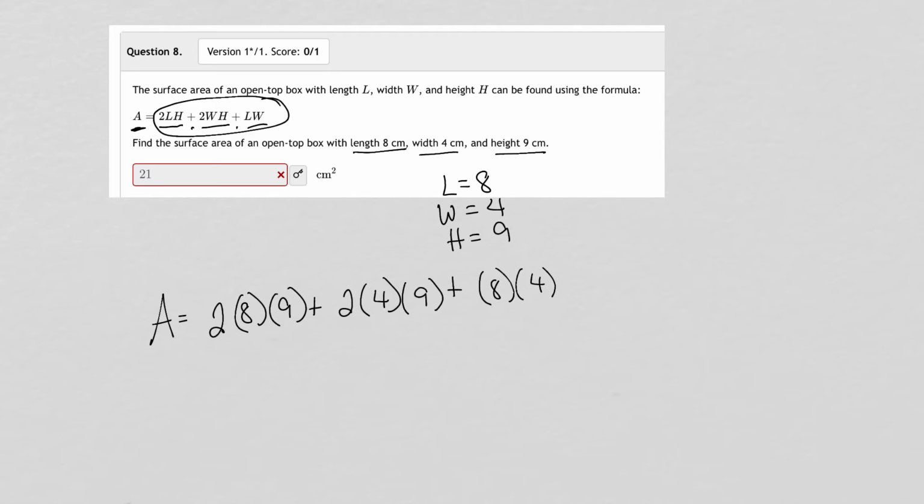Now I'm going to do 2 times 8 times 9. 2 times 8 is 16, and 16 times 9 is 144. 2 times 4 is 8, and 8 times 9 is 72. 8 times 4 is 32. Now I'm going to add all these numbers up.